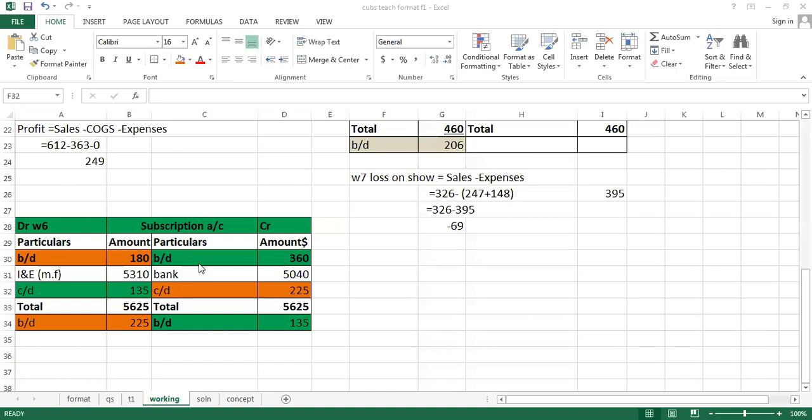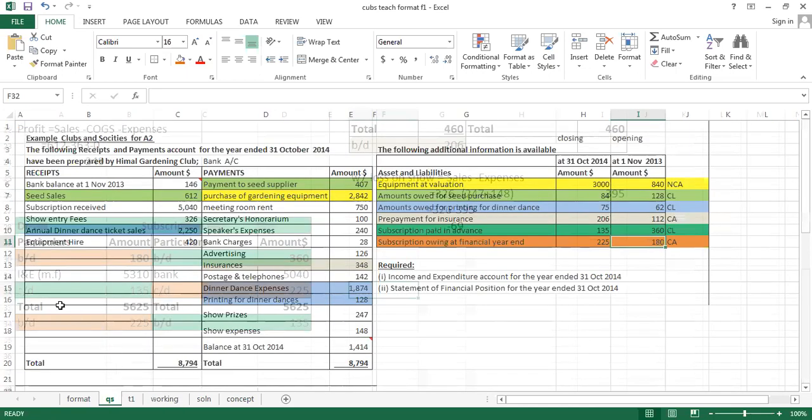So after having placed your opening and closing balance, notice that we have so many entries posted here from the opening and closing balance because it's of the assets and liabilities. Okay, after having done this, now you go back to your question. Remember, subscription is your income, so you will see that on the receipt side.